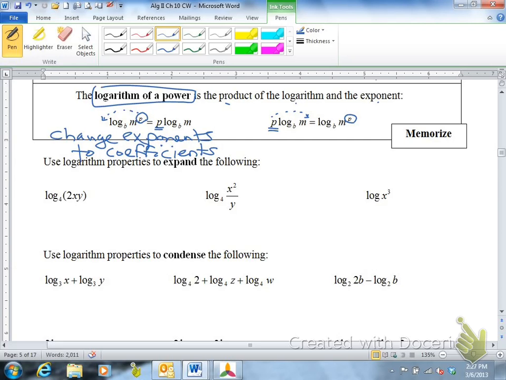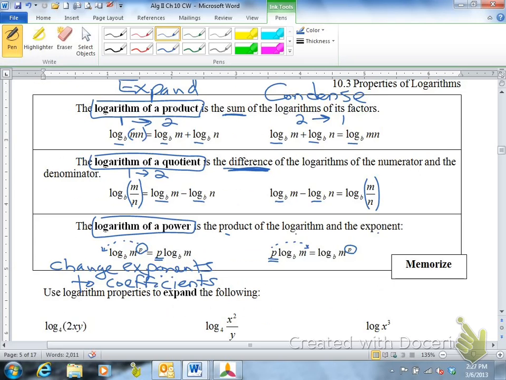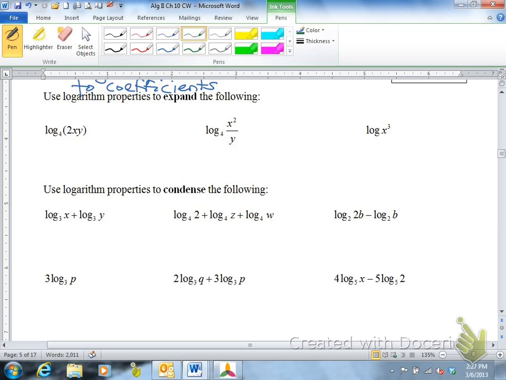So here are the 3 properties. It looks like 6 properties, but they're really the identical property, just written with the symmetric property of equality, written the opposite way. So here's what it looks like. First, to expand, so we're going to be using the properties on the left side. To expand logarithms, this is log base 4 of 2xy. 2, x and y are factors, so you could write it as log base 4 of 2, and a product is going to become addition. So log base 4 of 2 plus log base 4 of x plus log base 4 of y. And that's expanded.